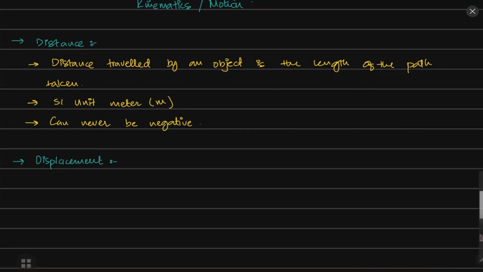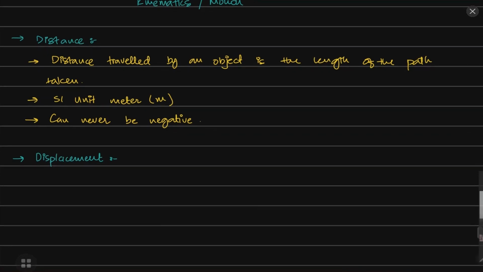Now displacement is the same thing as distance. The only difference is that displacement has a direction. In other terms, you can also refer to displacement as the shortest distance between the initial and the final position of an object. Or you could also say that it is distance in a straight line. The rest of the things are the same. The SI unit will be in meters.